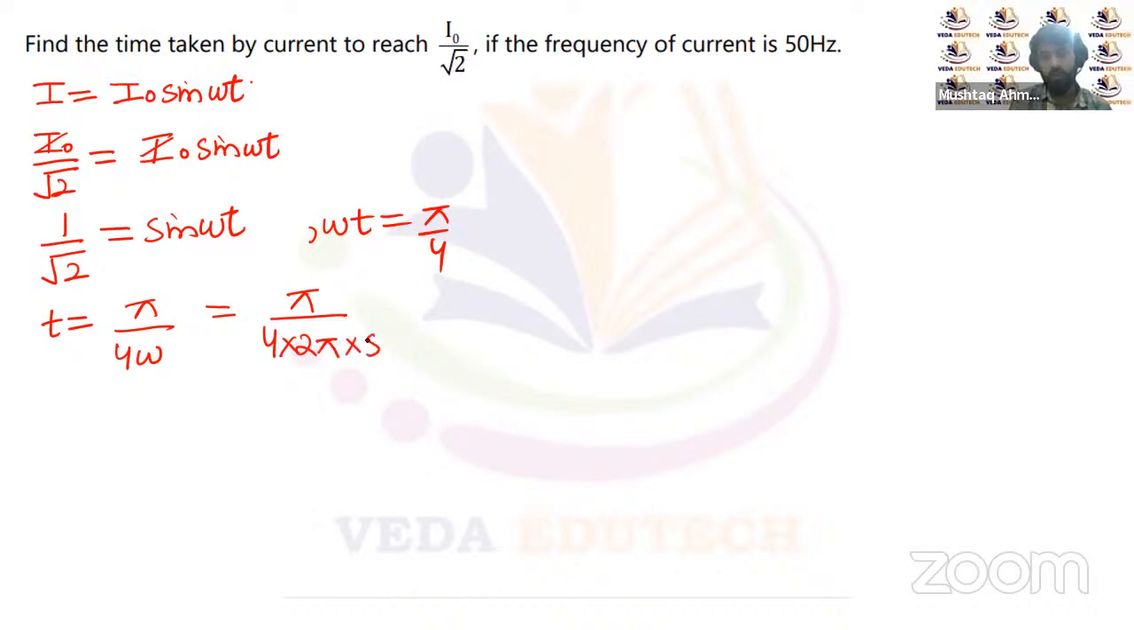The frequency here is given as 50 hertz. From here, pi and pi will get cancelled, so it will be 1 upon 400 seconds. This is a very small time after which the current will become I naught by root 2. So this is how we can use the equation of the AC current to find out different parameters. Here omega is the angular frequency.